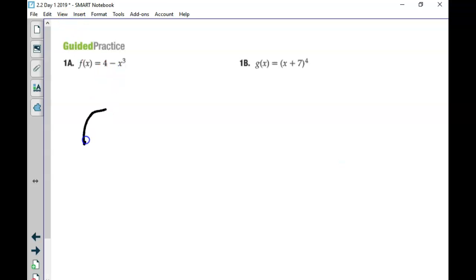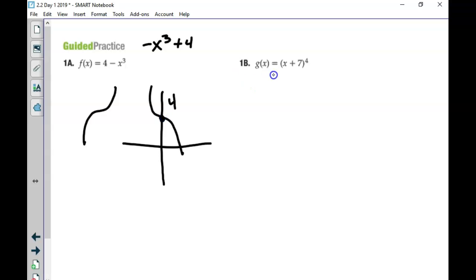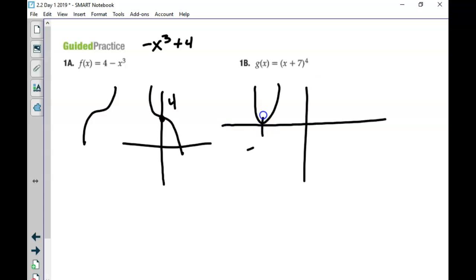So an x cubed looks like this, but what two things have happened here? The negative means it's going to be this shape, and it's really like this, so this plus 4 means what? It's up here at 4. What's this one doing? Is that a 4? Okay, degree 4 means it's that shape, and this one is shifted, yep, over here to -7.